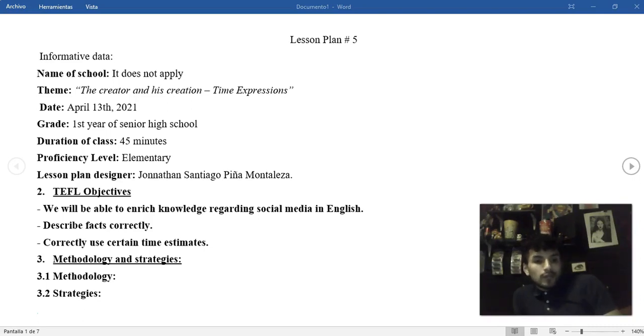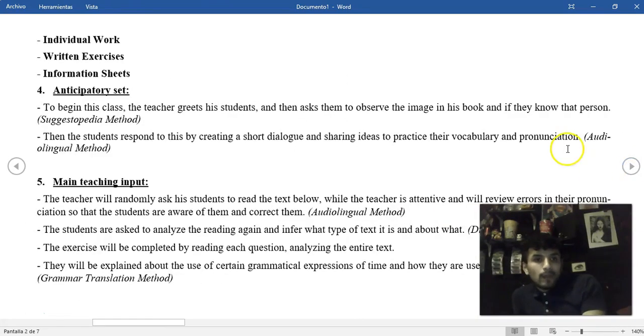The methodologies and strategies that I'm going to use here are individual work, written exercise, and information sheets. While I'm explaining my class, I'm also going to say which methods I'm going to use in this lesson plan.